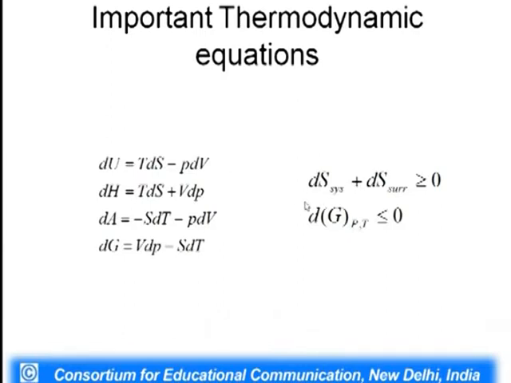According to these equations, a spontaneous reaction is a reaction where the total entropy of the system plus surroundings will increase. If we try to define a spontaneous process in terms of G, only for the system, then we can say that G at constant pressure and temperature should decrease for a spontaneous reaction.